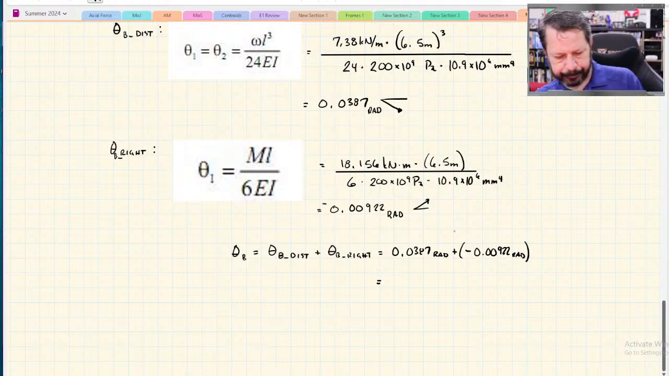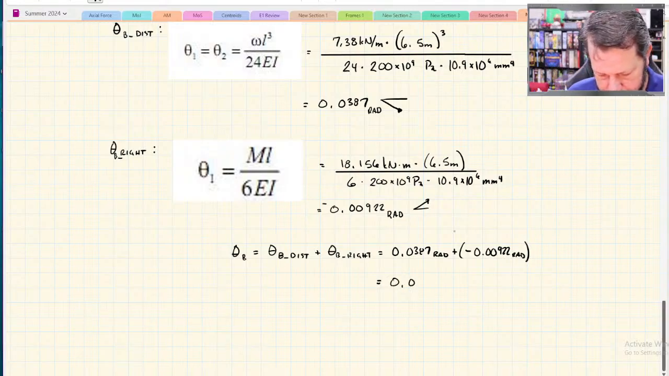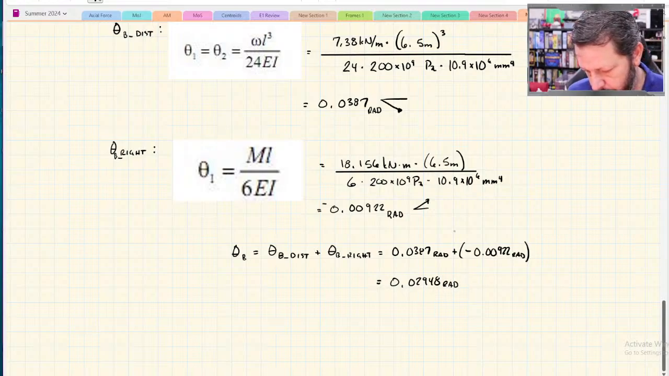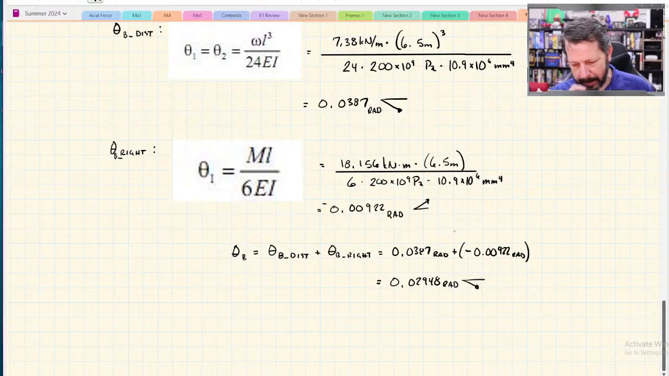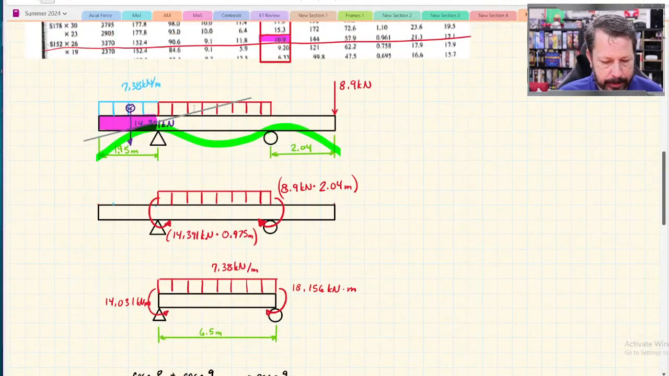So, let's see. 0.0387 minus 0.00922, 0.02948 radians. And that would end up with that. So when I drew it here, I overestimated what the point load was doing. So it really has the other direction slope.